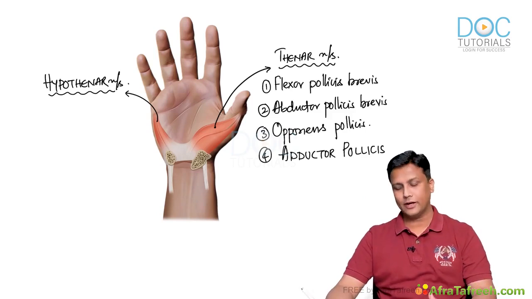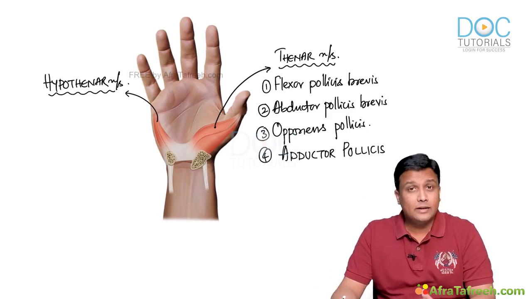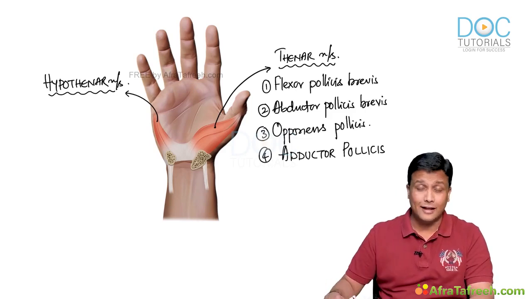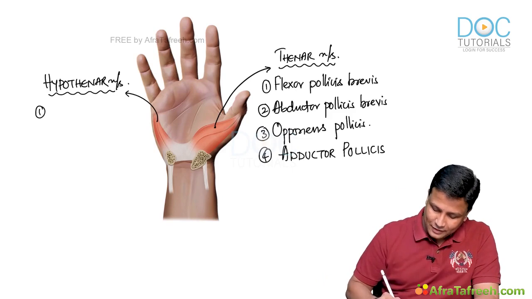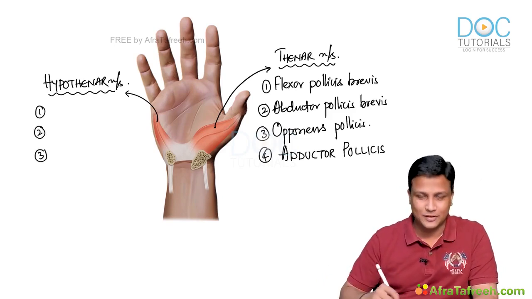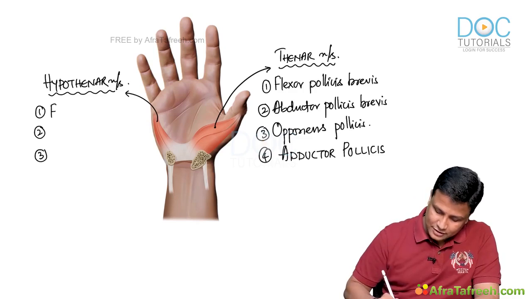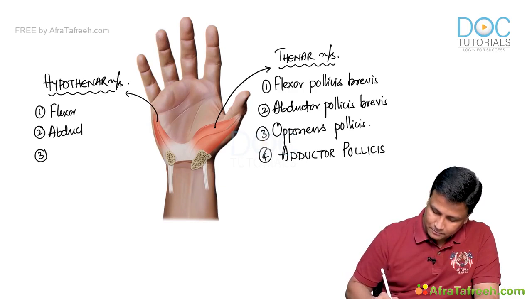Adductor pollicis, guys, for adduction. Now, once you have made the names of the thenar group of muscles and hypothenar group of muscles, it is damn easy, guys. Why am I telling you it is easy here? Number 1, number 2, number 3, you can just copy paste here. There is a muscle which is flexor, there is a muscle which is abductor, and number 3, there is a muscle which is opponens.